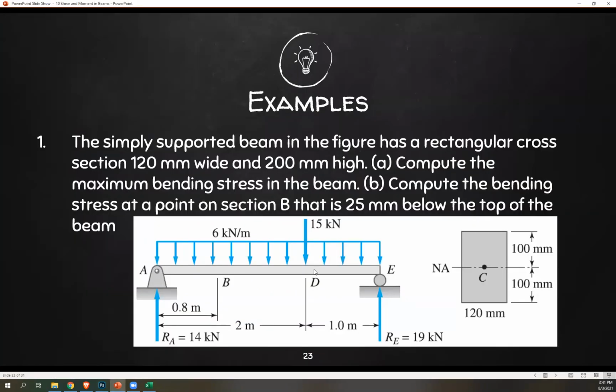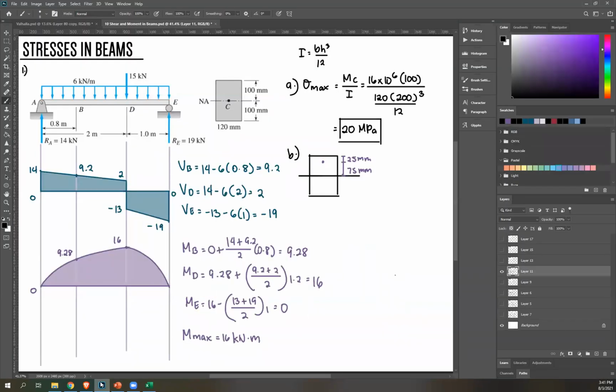Okay? And then to be more specific, we're looking for stress at section B. So meaning we need to get the moment at B. Luckily, we've already solved for that. It's this point. Okay? So MB is 9.28.